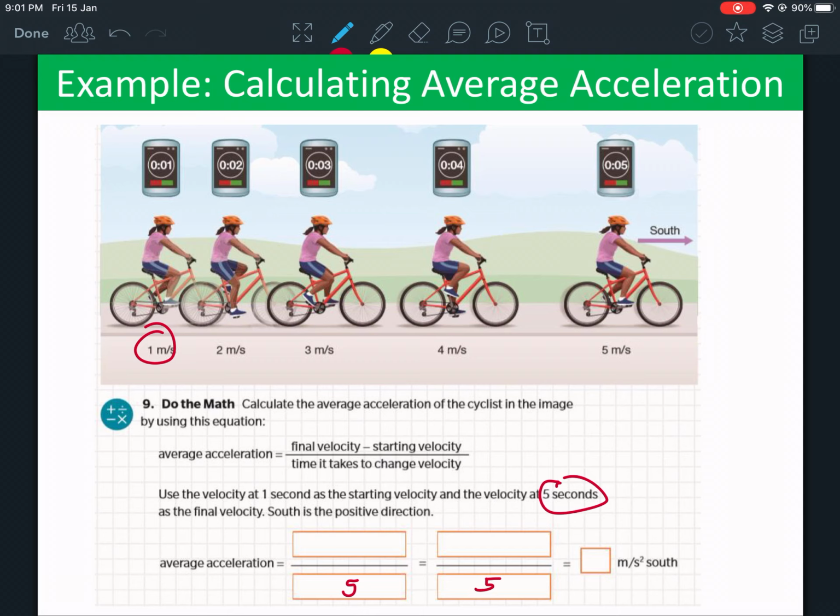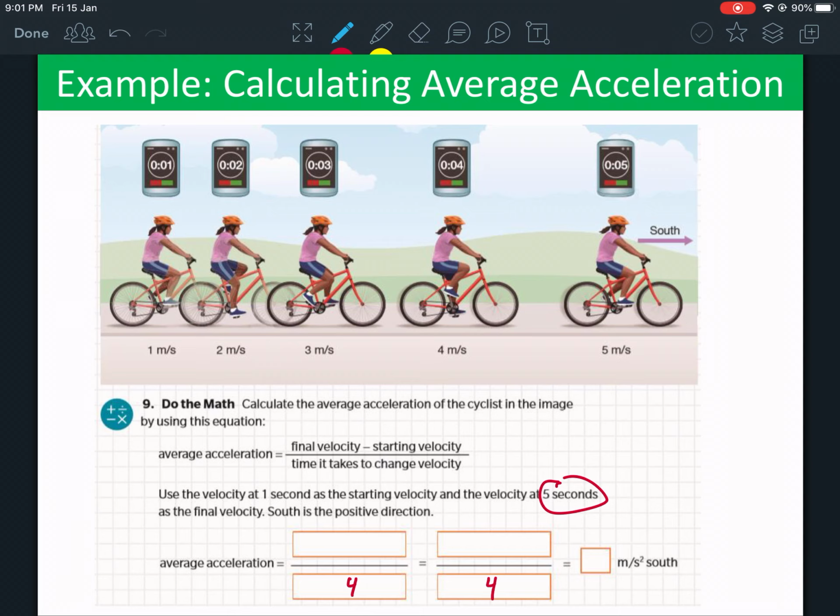They're saying use the velocity at 1. So you have to find her acceleration. First of all, she started at 1 and ended at 5. Actually, if she started at 1, not 0, and ended at 5, the time would be 4 seconds, because 1, 2, 3, 4 seconds. She didn't start at zero. So the time is 4 seconds.